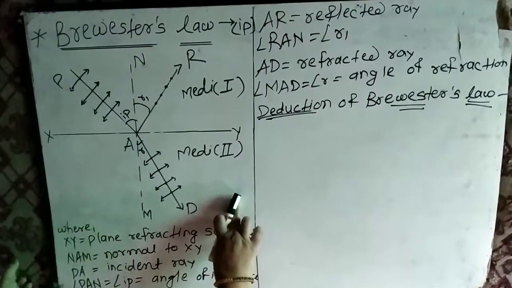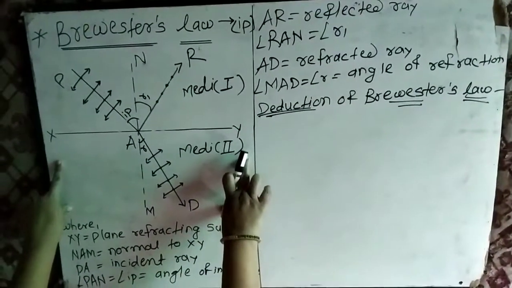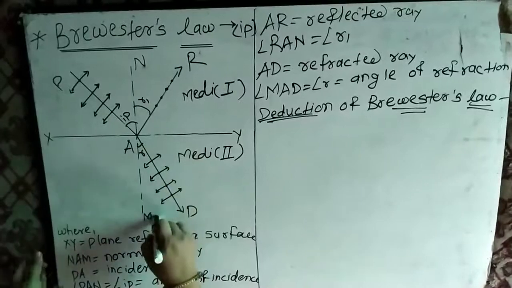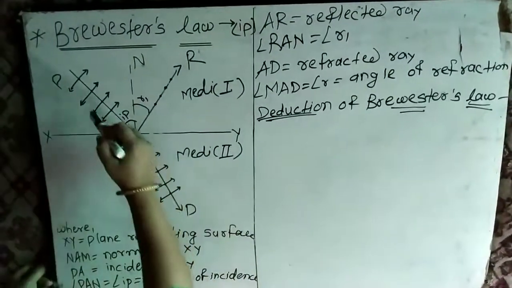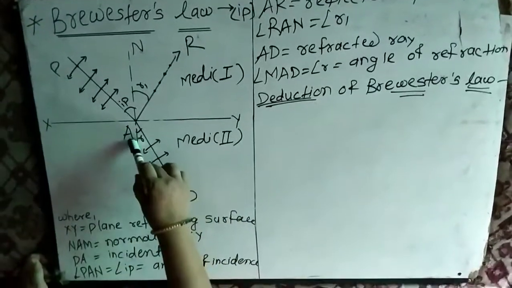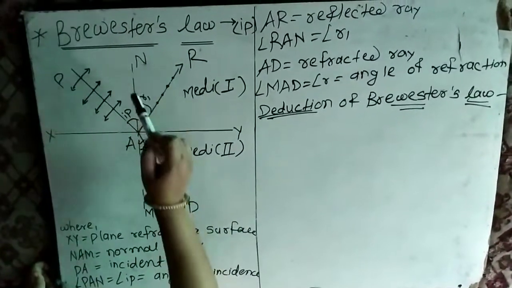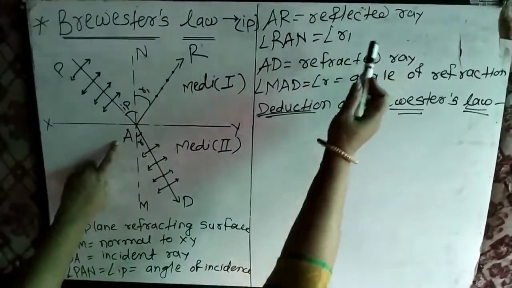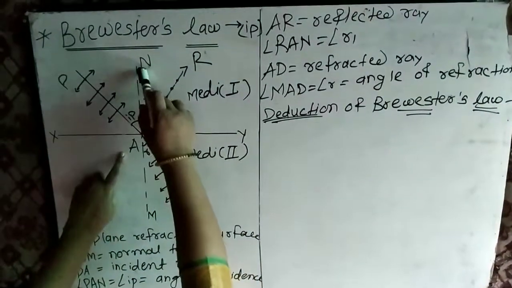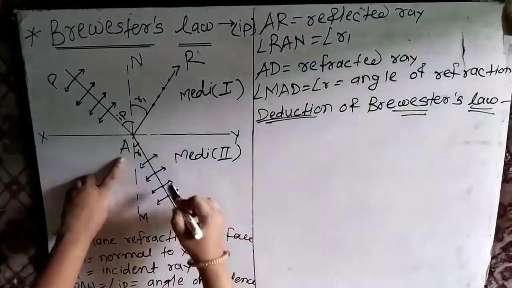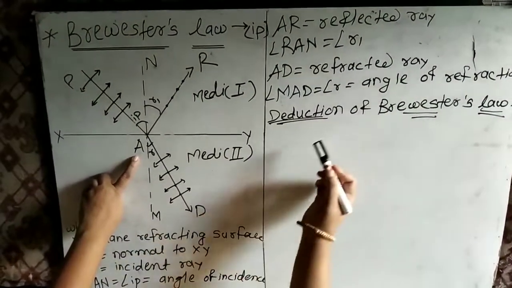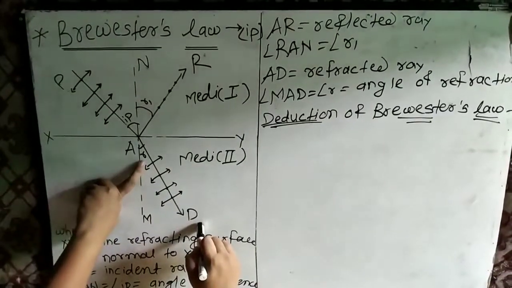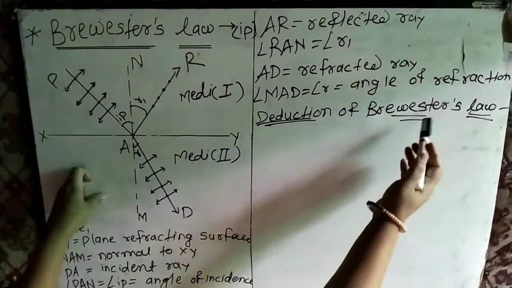See this figure. XY is the plane refracting surface. There are two mediums, medium first and medium second. NAM is normal to XY. PA is the incident ray. Angle PAN is the angle of incidence. AR is the reflected ray, and angle RAN is R1. AD is the refracted ray. Angle MAD is the angle R, the angle of refraction.